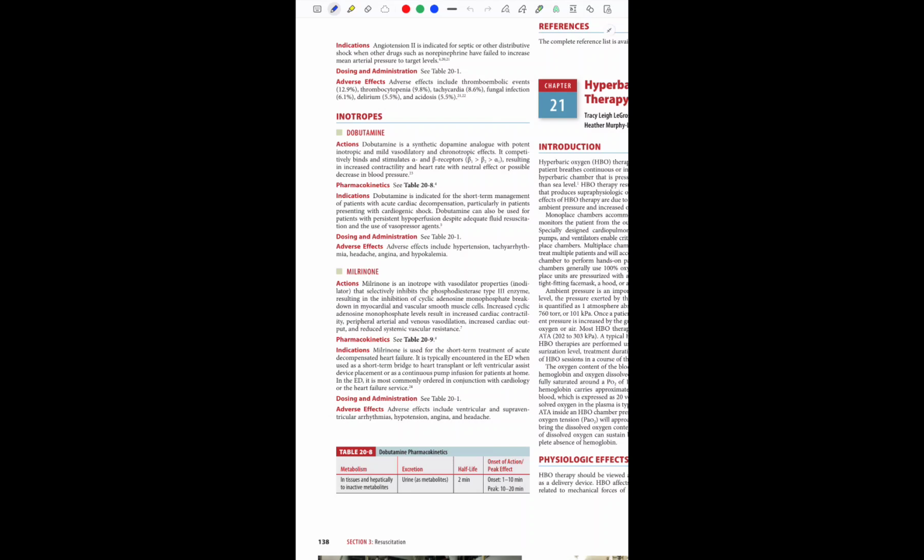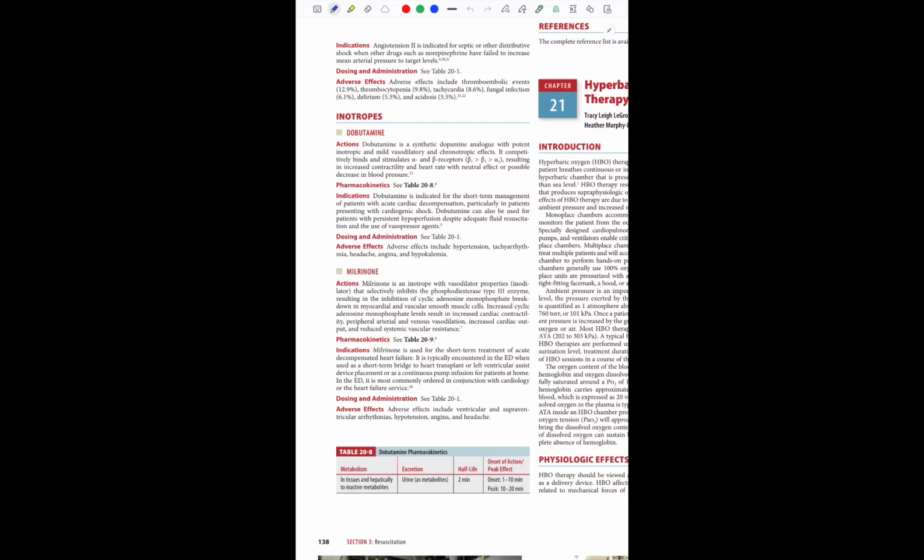It is indicated for short-term management of patients with acute cardiac decompensation, particularly to increase the cardiac output. It can also be used in patients with persistent hypoperfusion despite adequate fluid resuscitation. You can use dobutamine with NORAD since dobutamine leads to hypotension, somewhat dilation, so NORAD will cater to it. Adverse effects include hypertension, tachycardia, headache, angina and hypokalemia.